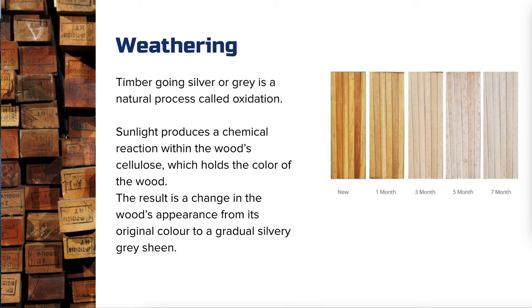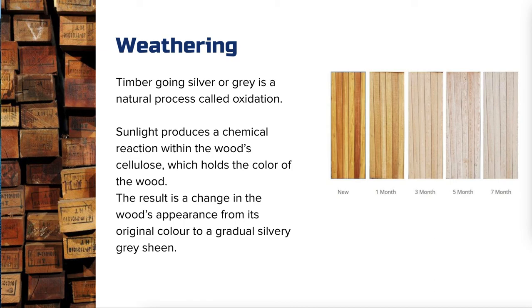The last one that we're looking at here in terms of properties and characteristics of hardwoods is weathering. Weathering is the process of your timber going silver or grey because of oxidation. Basically, your timber is exposed to the air, exposed to the sunlight, and a chemical reaction happens where the colour of the wood eventually is faded out. It's released by that UV radiation and exposure.